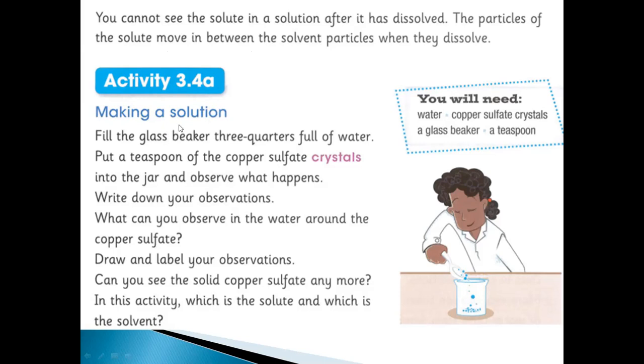It's simple. You can easily do this activity at your home. Fill a glass three-quarters full of water. Put in a teaspoon of copper sulfate. If you don't have this, take sugar or something else, put the crystals into a jar and observe what happens. Write down your observations. Okay, take water, take sugar, put it inside and dissolve it. Make a solution and check. After making the solution, you cannot see the salt or sugar inside the water.